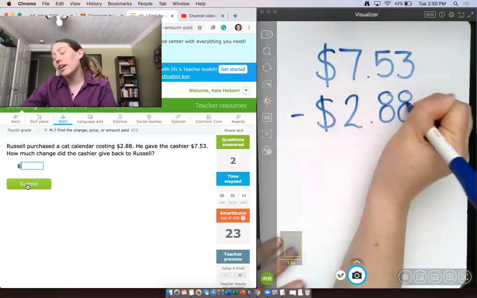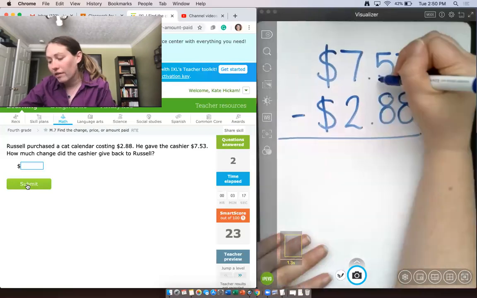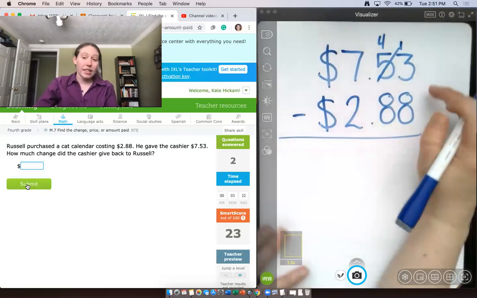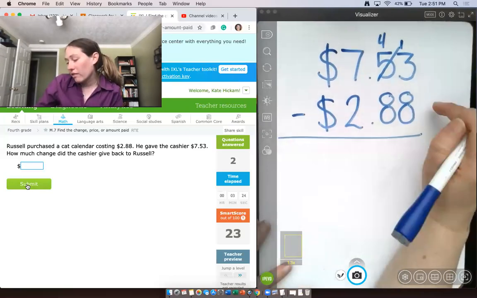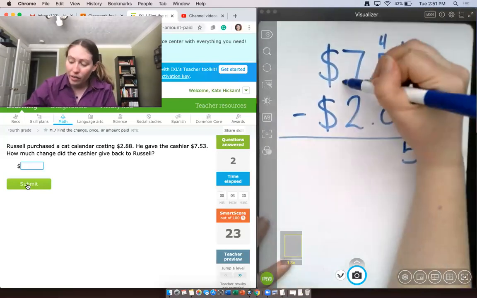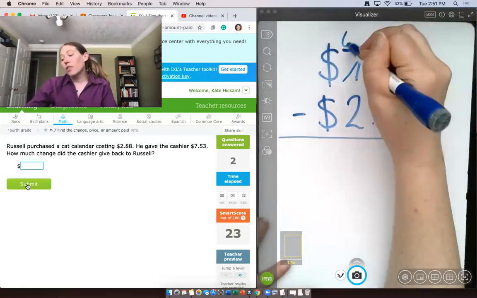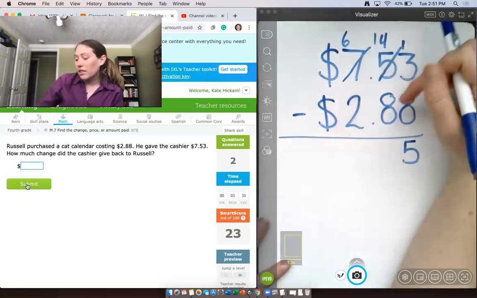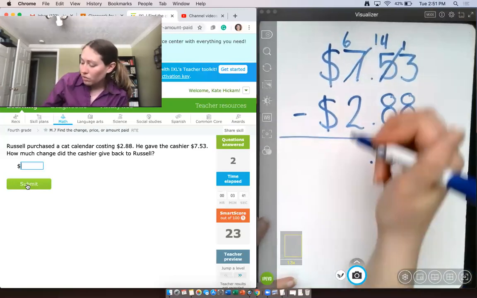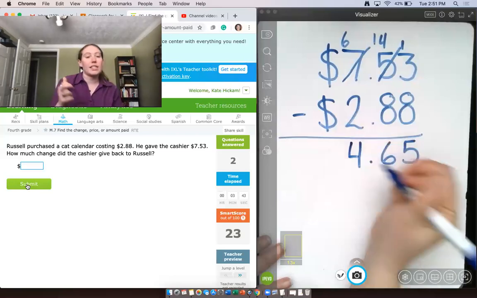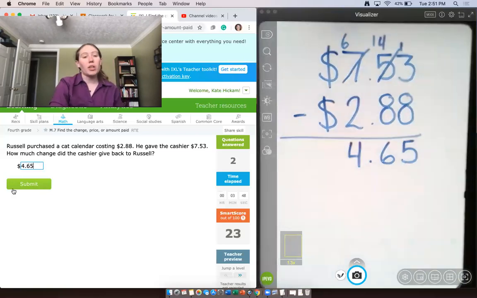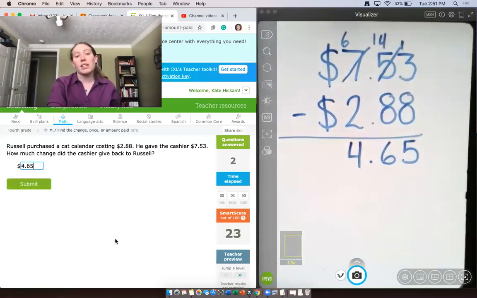3 take away 8 equals can't do it. Cross out the 5, write a 4, write a little 1. 13 take away 8 equals 5, write the 5. 4 take away 8 equals can't do it. Cross out the 7, write a 6, write a little 1. 14 take away 8 equals 6, write the 6. Bring down your decimal. 6 take away 2 equals 4, write your 4. So it's $4.65. Remember, you don't have to write in the dollar sign because I already gave it to you.